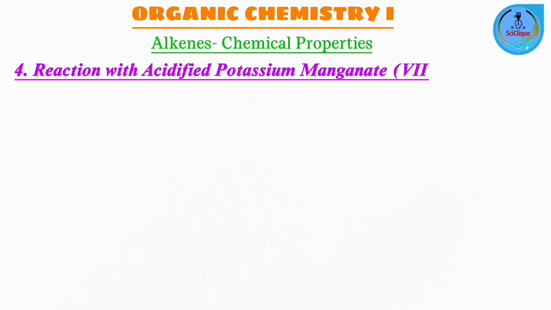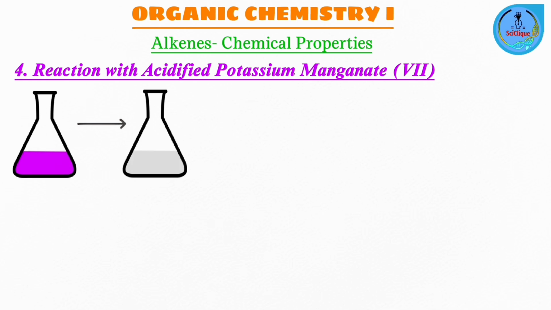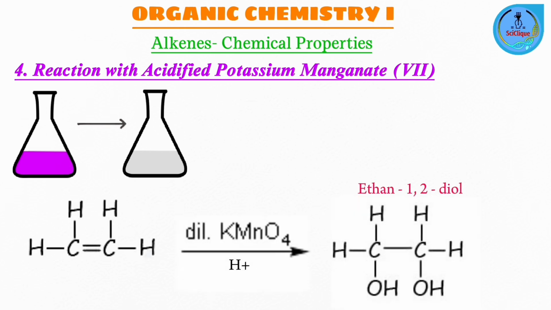Our last reaction, and this is the reaction with acidified potassium manganate 7. Now, if you bubble ethene into acidified potassium manganate 7, what will happen is that it's going to turn colorless. Now, potassium manganate 7 is purple in color, but in the presence of ethene, it is decolorized. It turns from purple to colorless. The reason is because potassium manganate 7 is reduced to manganese 2 ions, which are colorless.